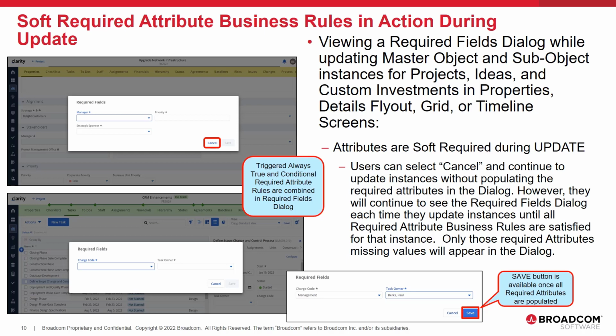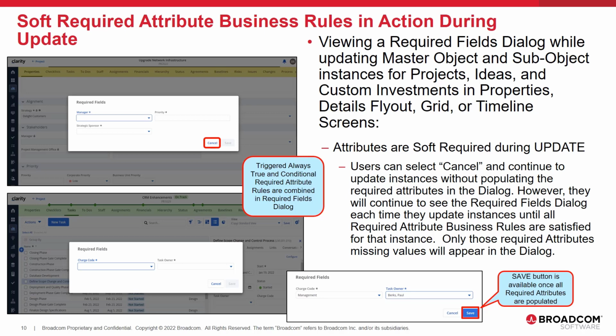So let's say, for example, that the user decides to cancel out of this and not enter these required attributes. What will happen is any user that goes into this particular project and updates any attribute, we'll say the start date, as soon as they make that update, they're going to get this required fields pop up again, saying, hey, as a reminder, these fields are required and somebody needs to fill them out.